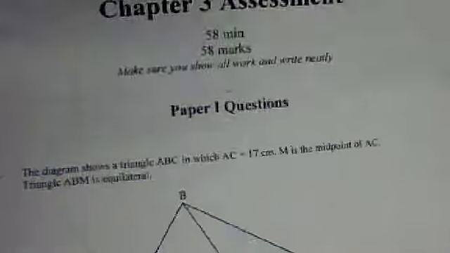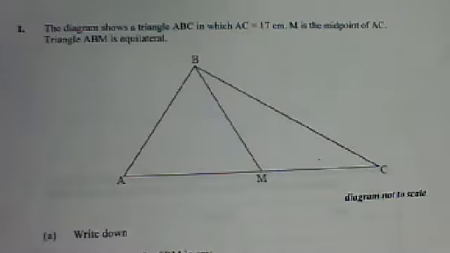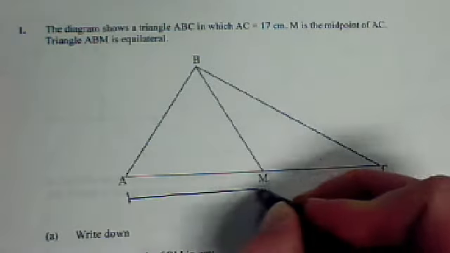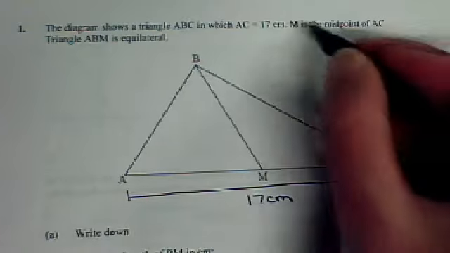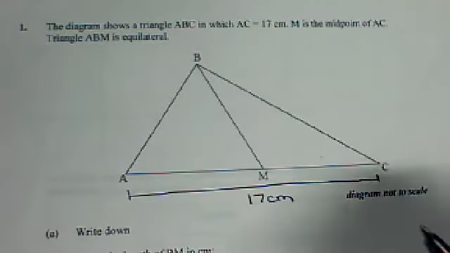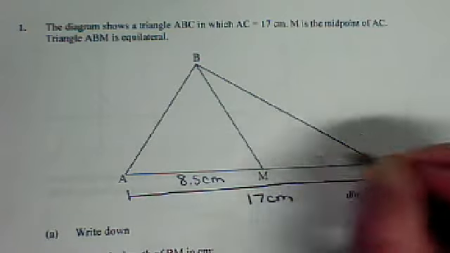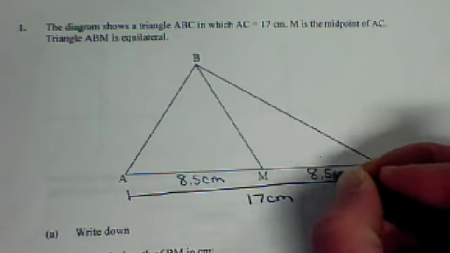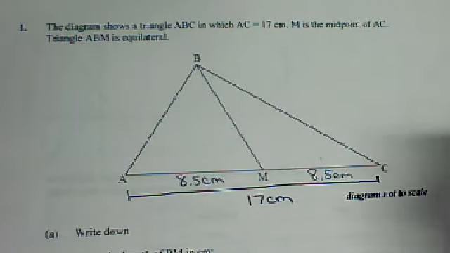Okay, the paper 1 question. The diagram shows a triangle ABC in which AC is 17, so from here to here is 17 centimeters. M is the midpoint of AC. Well, that means that this is 8.5 centimeters on this side and 8.5 centimeters on this side. The triangle ABM is equilateral.